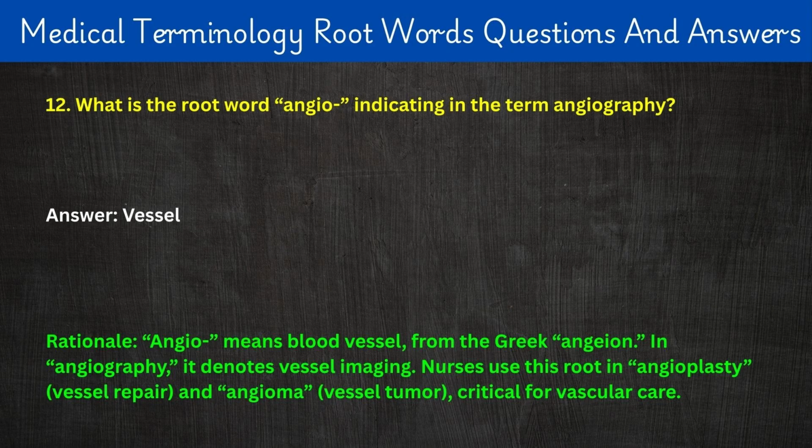12. What is the root word angio- indicating in the term angiography? Answer: vessel. Rationale: Angio- means blood vessel, from the Greek angion. In angiography, it denotes vessel imaging. Nurses use this root in angioplasty, vessel repair, and angioma, vessel tumor, critical for vascular care.